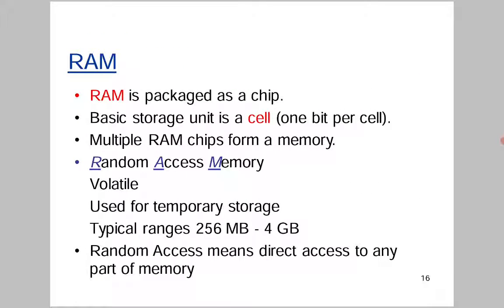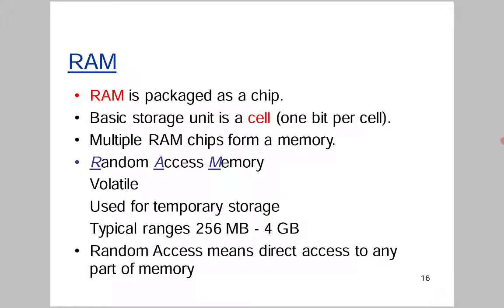So RAM is packaged as a chip. It is a single chip. The basic storage unit is a cell, one bit or a cell. Multiple RAM chips form a memory. Random access memory is a volatile memory used for temporary storage. Typical ranges are 256 MB to 4 GB. Random access means direct access to any part of memory.